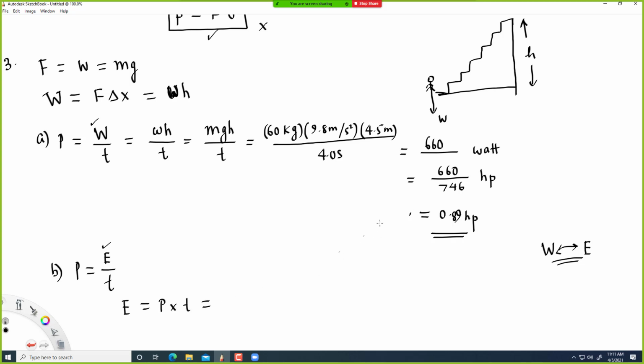Power is 660 watt, and time is 4.4 seconds. So you do the multiplication of the two numbers, you get 2600. Energy is measured in joules. Okay, so that's that.